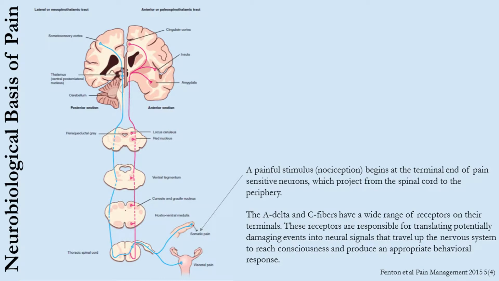Nociception is the sensory recognition of a painful stimulus. It begins at the terminal end of pain-sensitive neurons, which project from the spinal cord out to the periphery. Typically, either these A delta or C fibers have a wide range of receptors on their terminals. These receptors are responsible for translating potentially damaging, threatening events into signals that travel up the nervous system to reach consciousness or a reflex to generate an appropriate behavioral response, ultimately to protect ourselves.